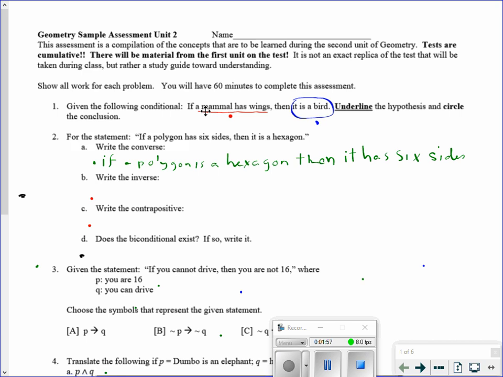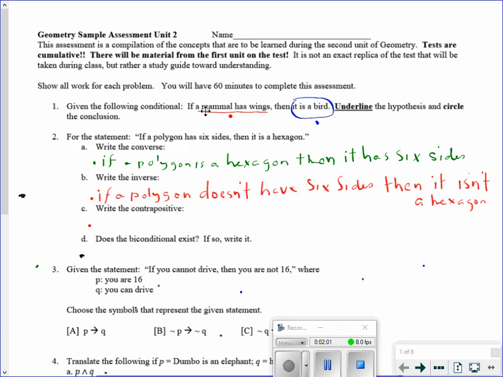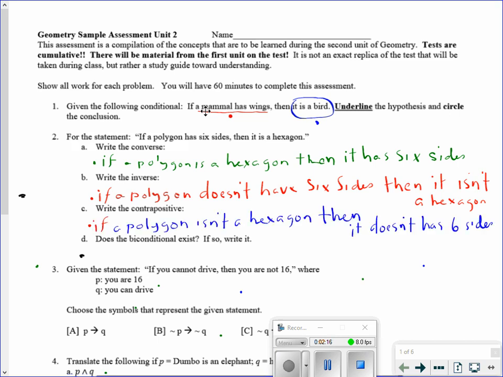Write the inverse. Put me on pause, come back and check your work. If a polygon doesn't have 6 sides, then it isn't a hexagon. None of the pieces moved. I just negated them. Write the contrapositive. If a polygon isn't a hexagon, then it doesn't have 6 sides. So the pieces moved and I negated them.